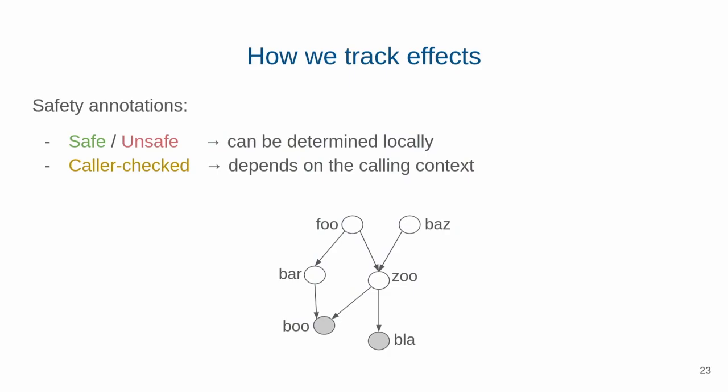So safe and unsafe can be used when we can determine the safety of an effect locally based on the surrounding context around its location. And color checked is to indicate that its safety depends on how it's being called. So let's assume that we have two effects, one in function bool and one in blah, and we start with blah, we audit it, and we mark it as safe. We're done here, everything's great, and we go to bool, and the effect there is color checked.